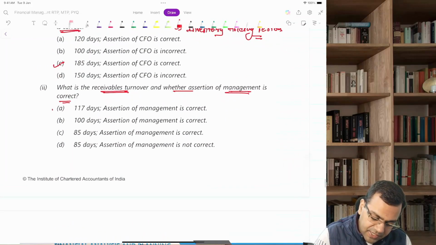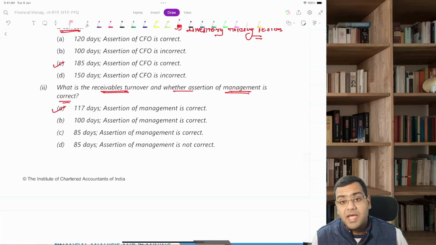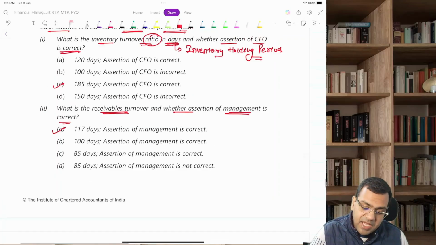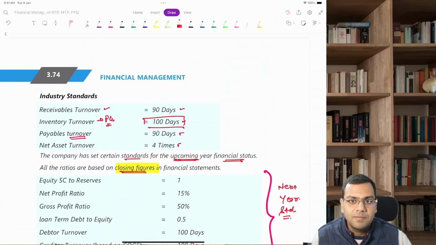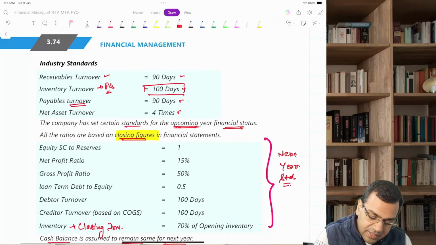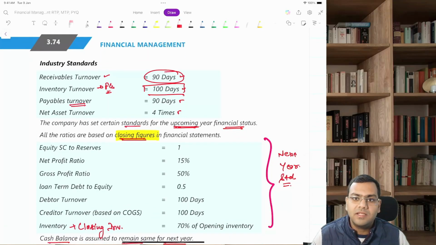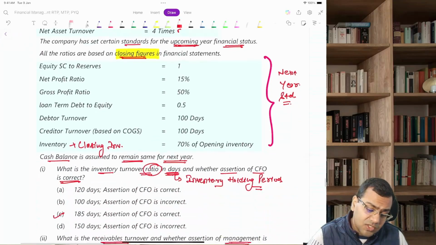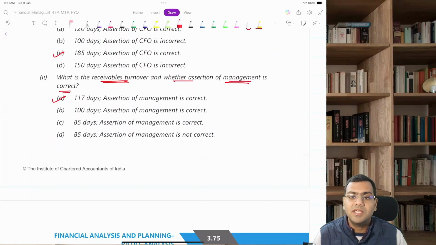Yes, 117 days, option A. Now, whether the management is correct or not, how can we get to know that? For that, we have to see the industry standards. If you look at the industry standard, the industry takes 90 days to collect the money from its debtors, whereas this company is taking how many days? This company is taking 117 days to collect the money from debtors.